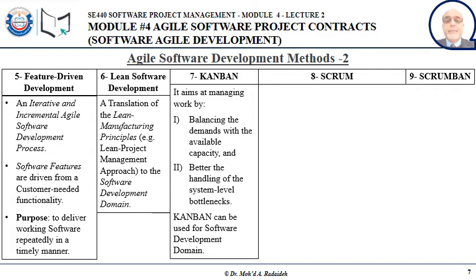The Kanban method aims at managing work by balancing the demands with the available capacity, as well as to get a better handling of the system level bottlenecks. Kanban can be used for the software development domain as well.